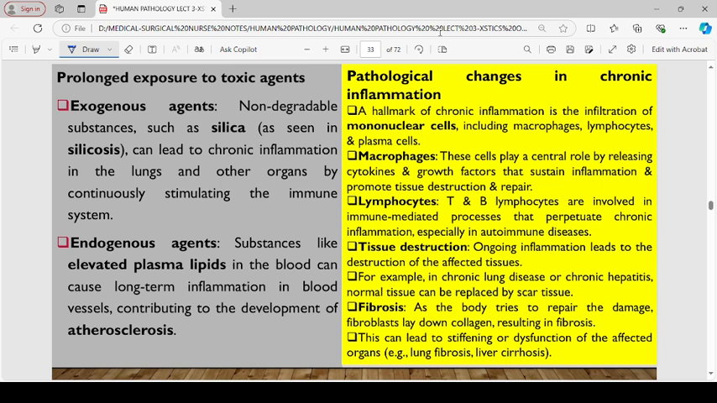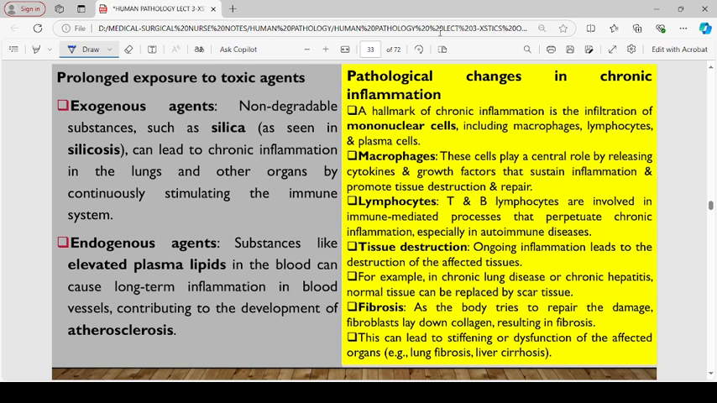Also, exogenous agents like non-degradable substances such as silica, which is normally seen in silicosis, can lead to chronic inflammation in the lungs and other organs by continuously stimulating the immune system. We also have endogenous agents. Substances like elevated plasma lipids in the blood can cause long-term inflammation in blood vessels, contributing to the development of diseases like atherosclerosis, right?